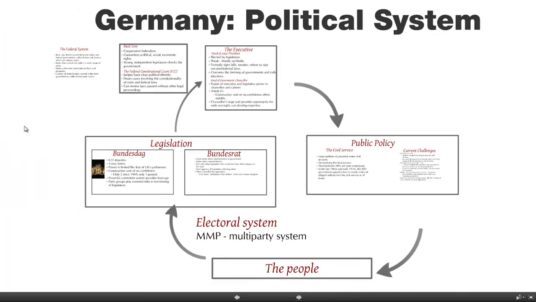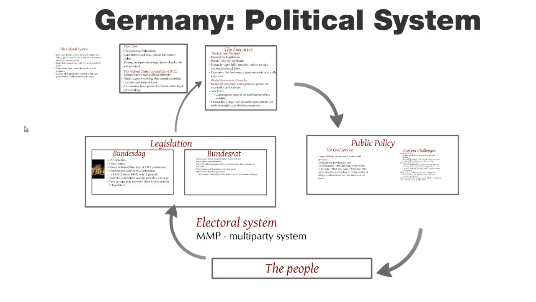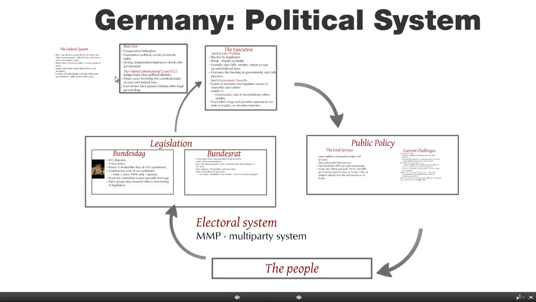So this was an overview of Germany's political system. It's a federal system, fairly decentralized. It has a stronger court than France. It has a parliamentary system like the United Kingdom, and it has a Bundesrat that's more powerful than the House of Lords or the French Senate.